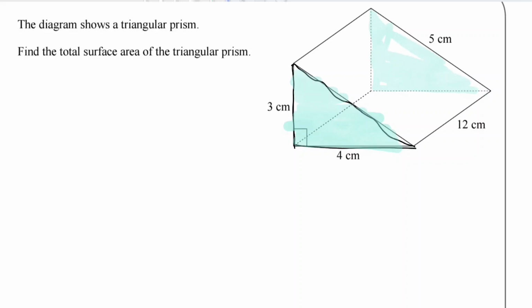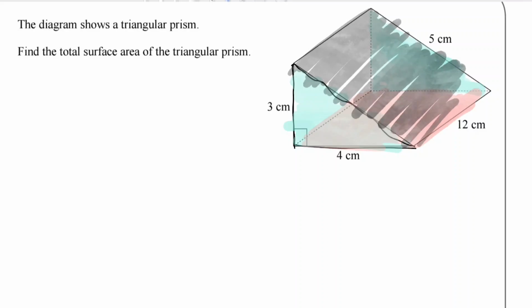Then I will add the area for this one, the base basically. Then I will add the area for the other one, which is the top side. Then the back side, I will add the area for the back side, and then I will add all of them, and I will get the total surface area.